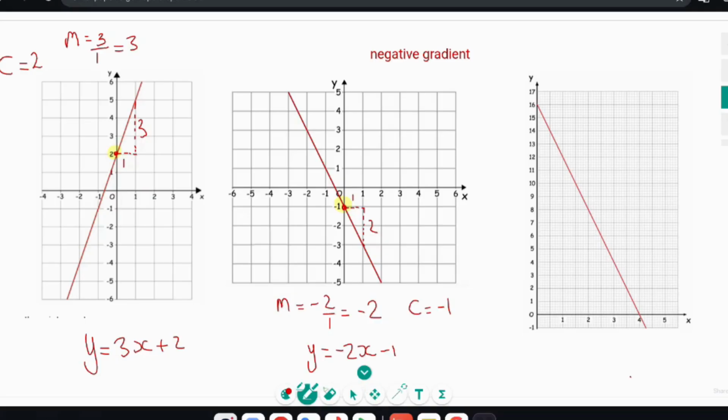Another thing you've got to be wary of is the scale. If you notice on these previous questions, on your x and y axis, every one square is just 1 unit. If you look at this, it's a bit different, isn't it? Because you've got 2 full squares makes 1 unit. So you've got to always look at your units, really, your scale on your graph.